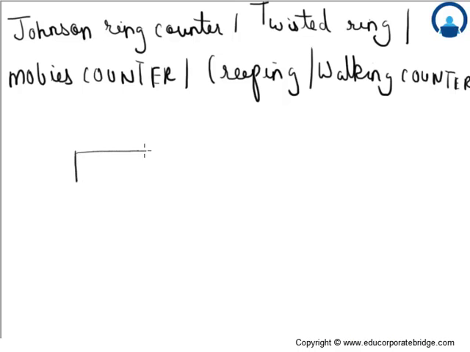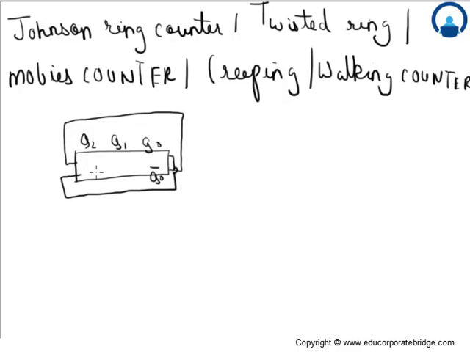To see it, I'll draw a rough diagram. This is Q2, Q1, Q0. This is Q0 and this is Q0 bar. So the output Q0 bar goes here, and as we can check, it comes to the first input, and this acts as a twist. Therefore it is called a twisted ring counter.